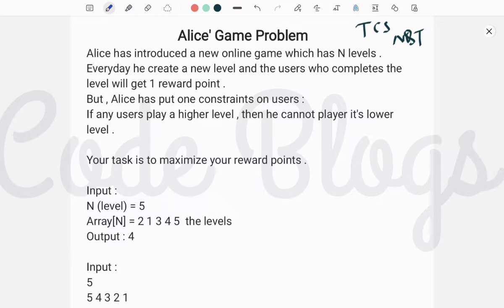But Allies has put one constraint on users. If any user plays a higher level, then he cannot play its lower level, and your task is to maximize your reward point. So this is our constraint, and we have to take care of it.